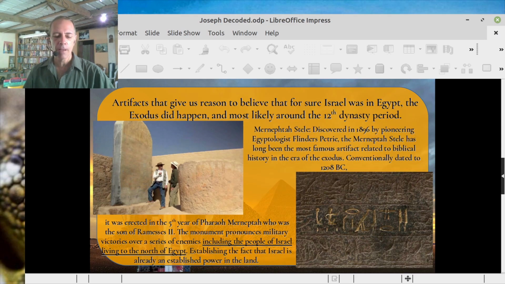Now, another piece I'd just like to touch on briefly is some of the artifacts that give us reason to believe that for sure Israel was in Egypt and the Exodus did happen, and most likely around the 12th dynasty period. The reality is the quantity of artifacts that we have is really very small.